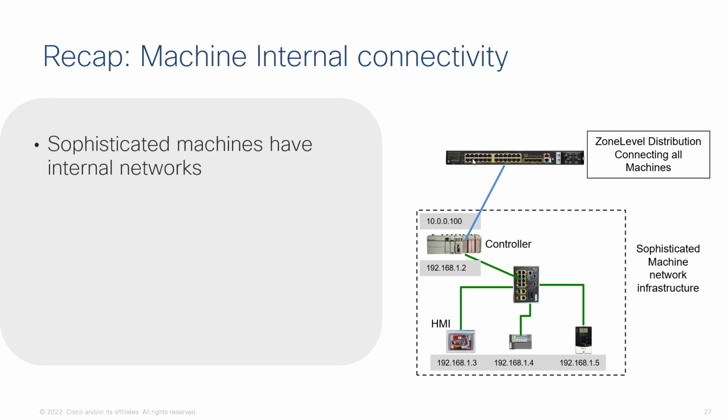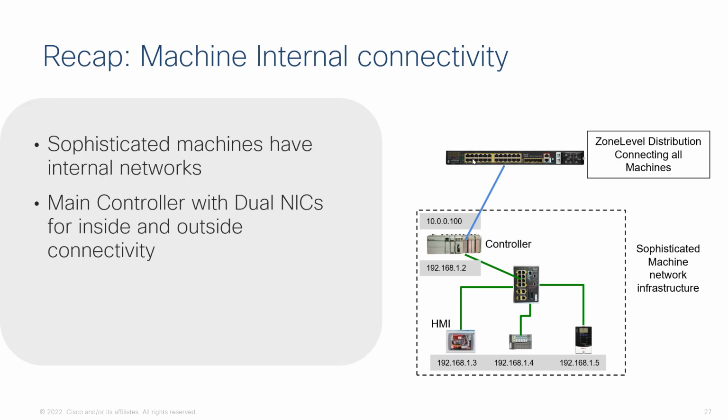And if you saw video 1, you'll recognize my sophisticated machine. What we're really trying to say here is sophisticated machines have internal networks that use static IP addressing to identify the components in the machine. They come with a dual NIC, typically a controller, which has a network administrator assigned IP address on the outside. In this case, it's 10.0.0.100, and it would have an internal IP address as well to communicate with the other components within the machine.